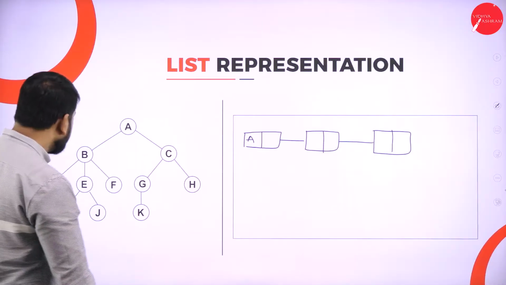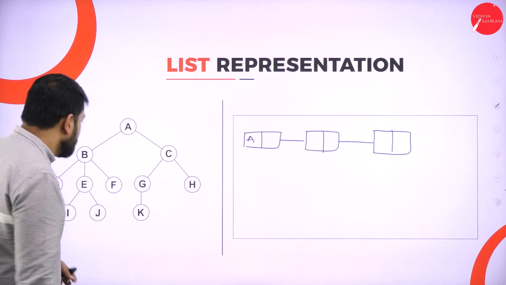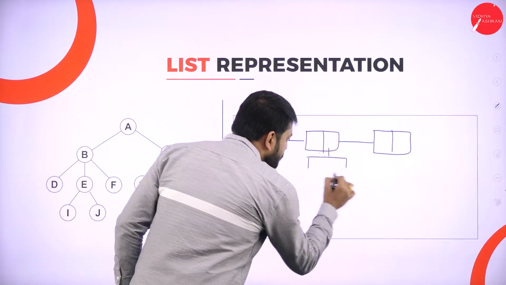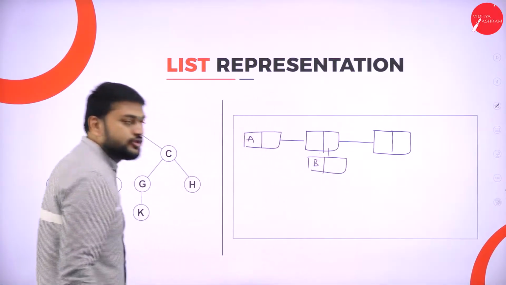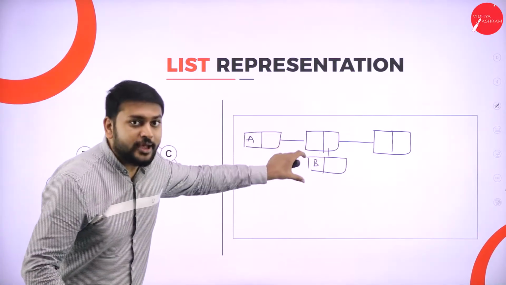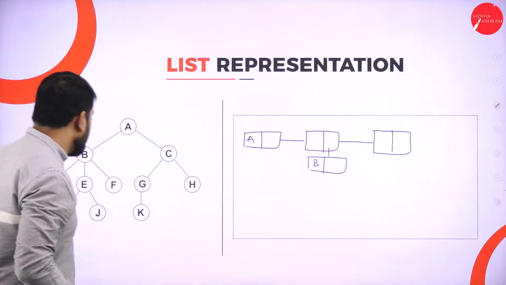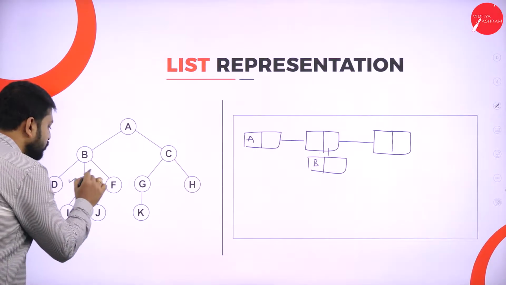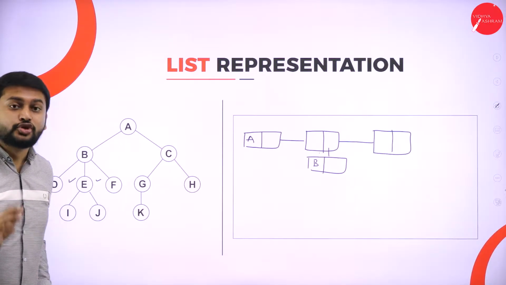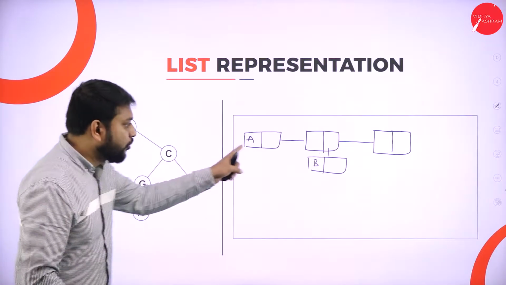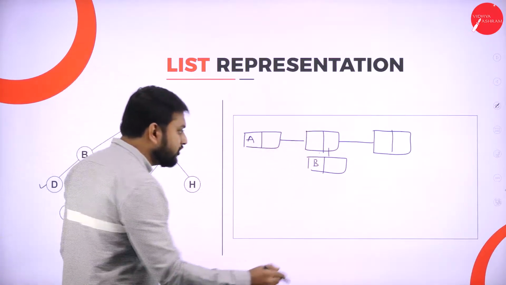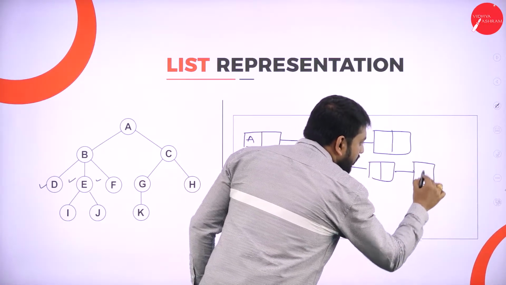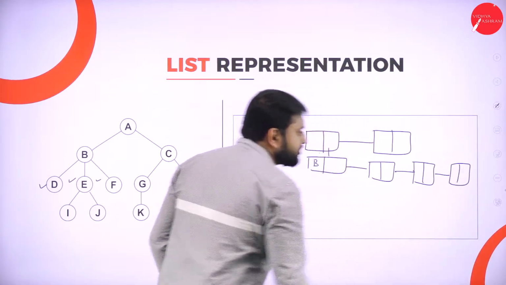Then after that, let's start with B. When it comes to B, let me write B. This is the reference, so here I will be writing the B node. When it comes to B, how many child nodes do I have? I have 1, 2, 3, so 3 child nodes. What should I do now? You need to repeat the same thing: you need to create 3 child nodes. That's it. So 3 child nodes are created now.